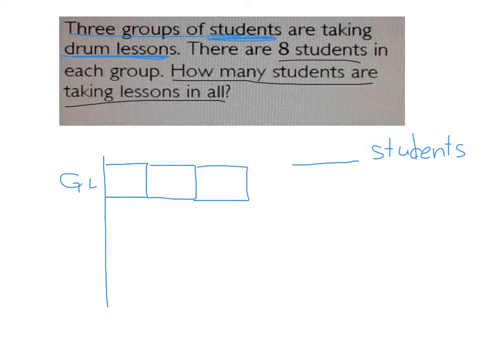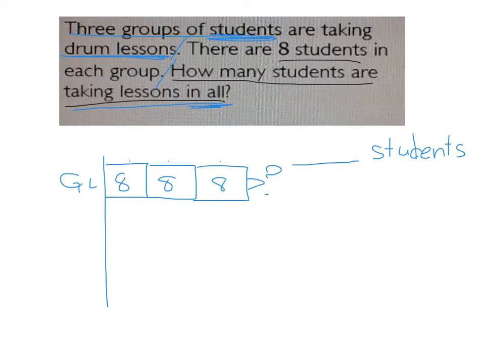3 groups of students are taking drum lessons. So we've got our 1, 2, 3 groups. There are 8 students in each group. Stop. So 8, 8, 8. How many students are taking lessons in all? So question mark goes there. We want to know how many there are in all.